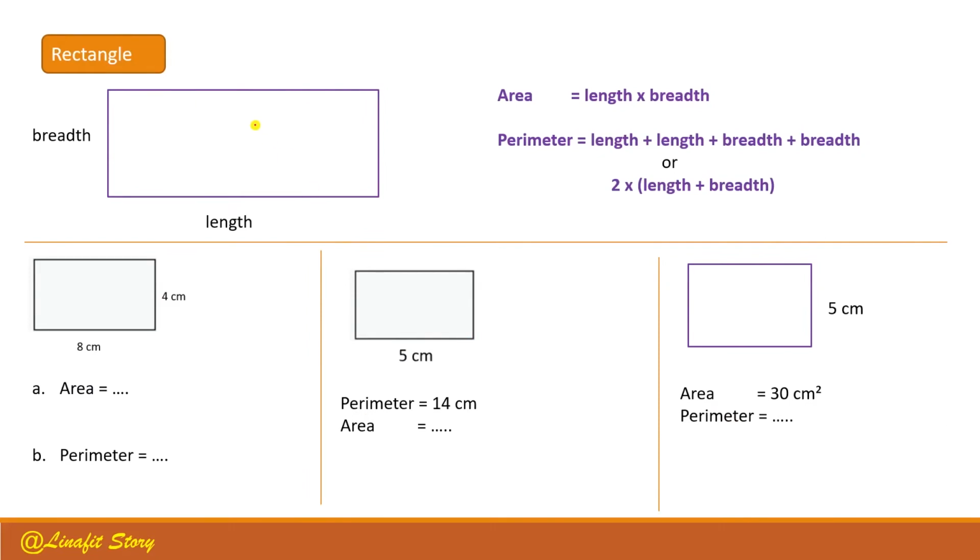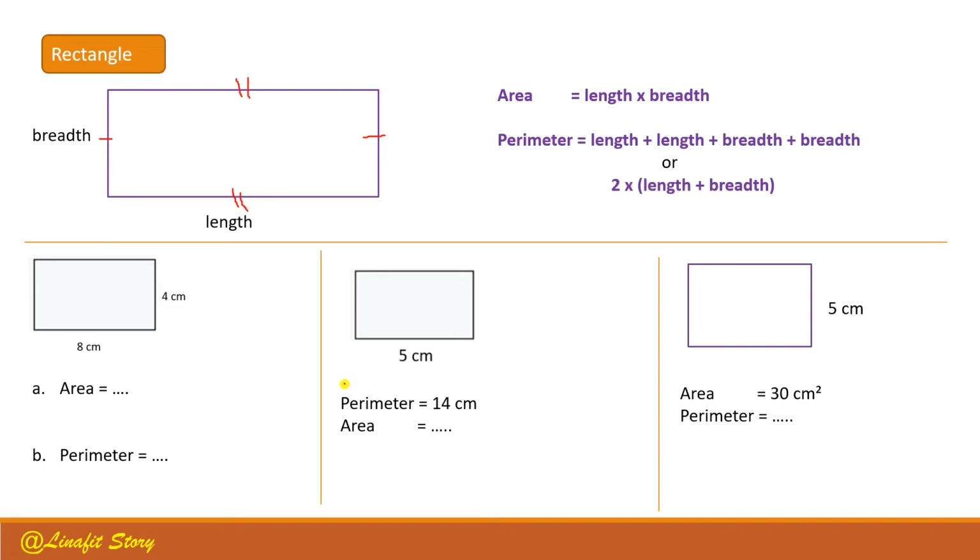Now we will learn how to find the area and perimeter of a rectangle. This is the breadth of the rectangle, and here is the length of the rectangle. To get the area is length times breadth, and to get the perimeter is length plus breadth, or 2 times open bracket length plus breadth.